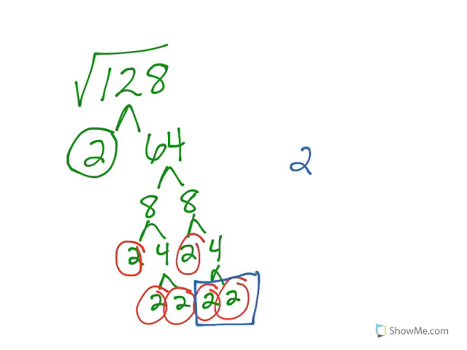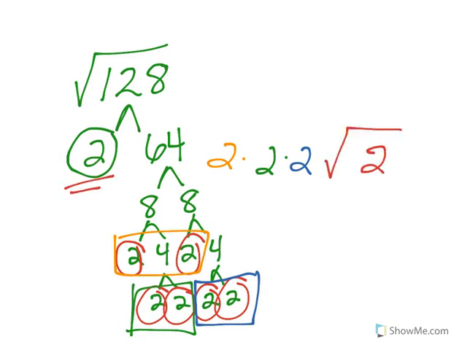One pair of 2s comes outside. Then I have another pair that can come outside. Then I have another pair that can come outside. And then I have one lonely 2 that has no date that has to stay inside. The numbers on the outside that represent each pair have to be multiplied together. So 2 times 2 is 4, times 2 is 8, so 8 square roots of 2.